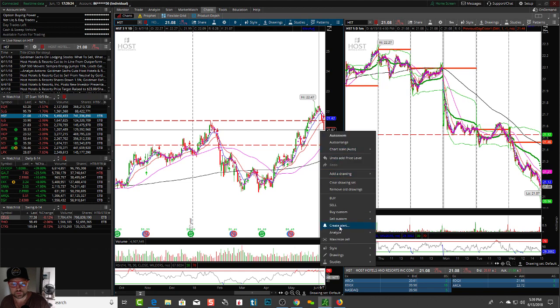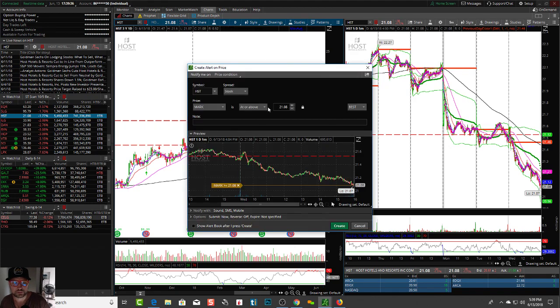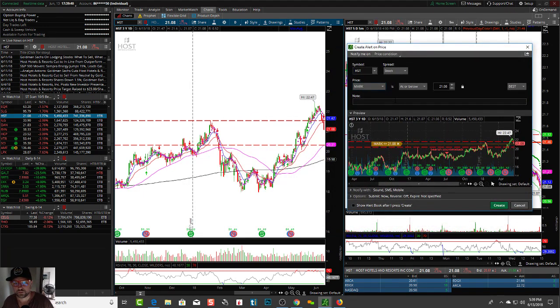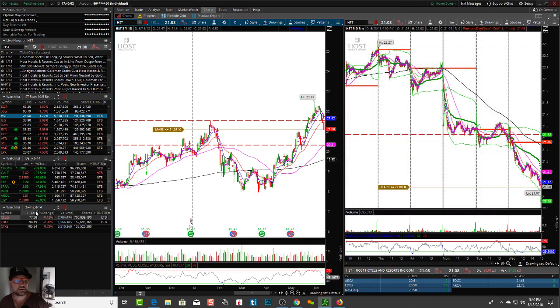So 2108, at or below. Price failing moving average lines. Watch for support at the 50 SMA around 2030. All right, so that's going to be that HST.